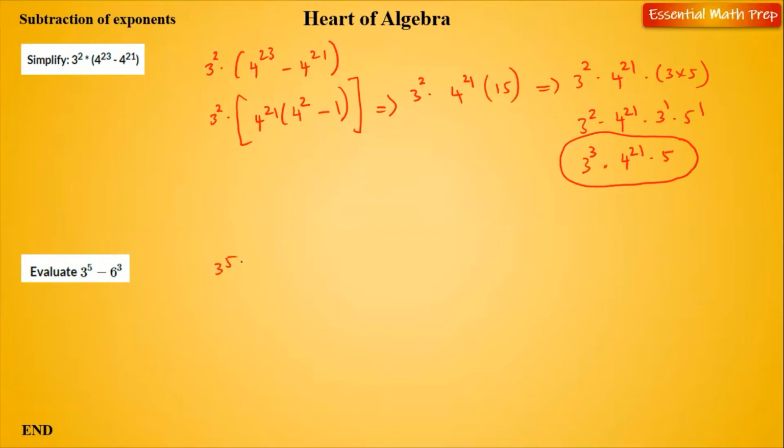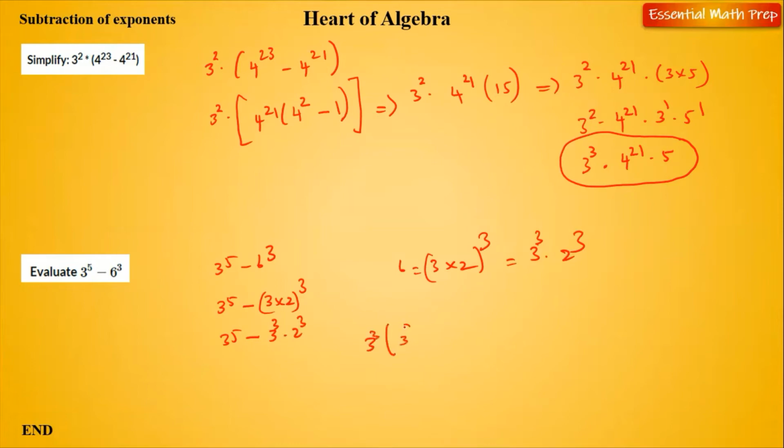Again, 3 power 5 minus 6 cubed. 6 is 3 times 2, and the whole thing is raised to the cube. This can be written as 3 times 2 cubed, which is the same as 3 cubed times 2 cubed. So let's go ahead and do that. Let's take 3 cubed out of the bracket, which would leave you with 3 squared minus 2 cubed, right? Which is the same as 3 cubed times 9 minus 8, which is 1. 3 cubed times 1 is 27, right?